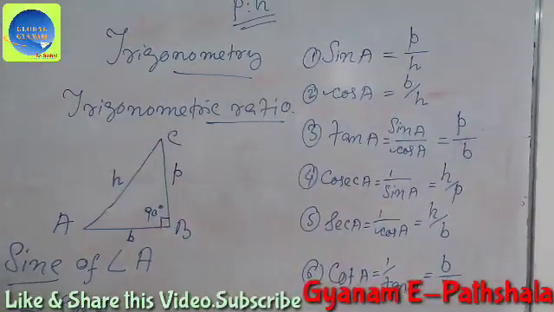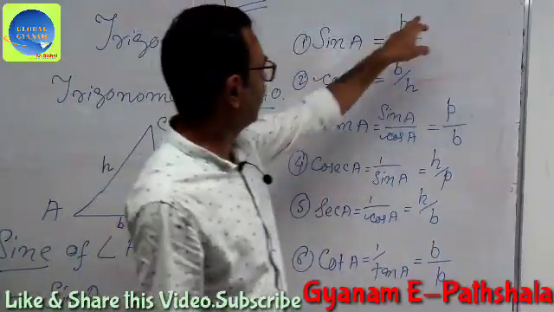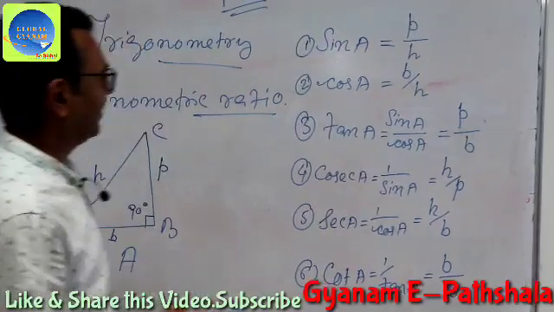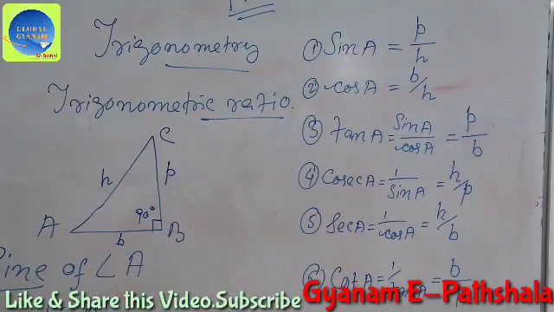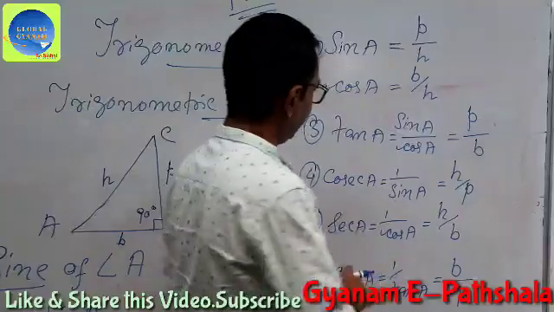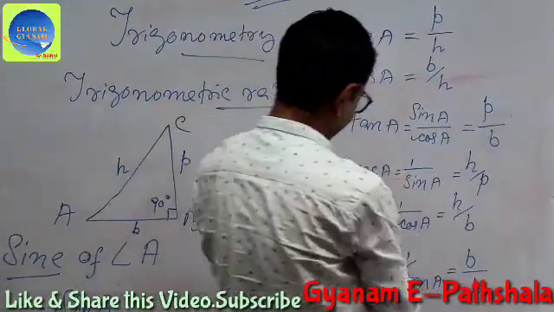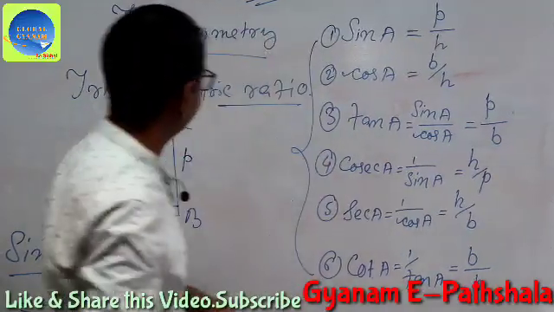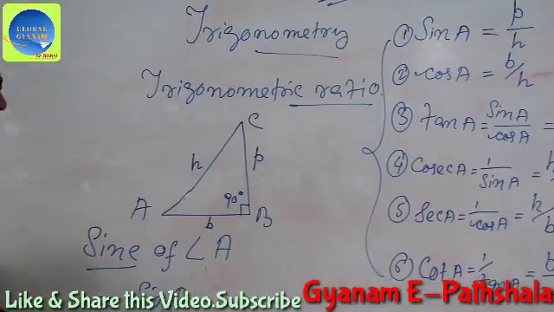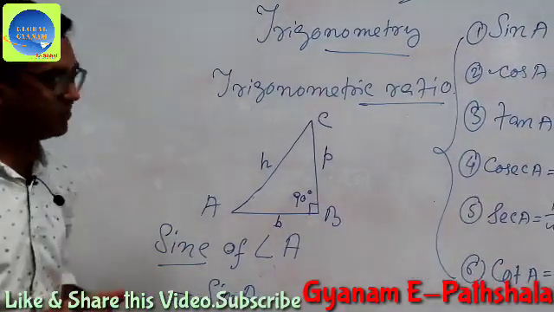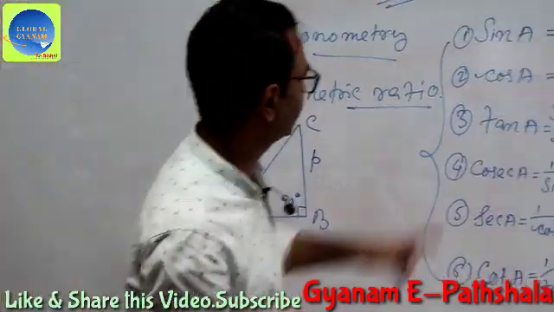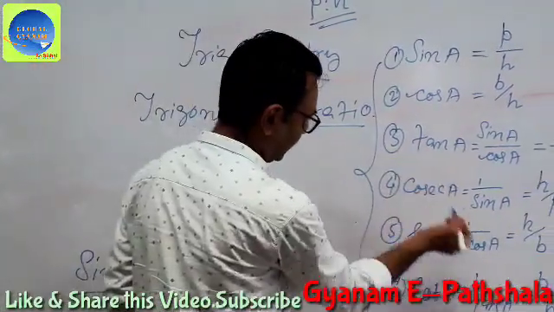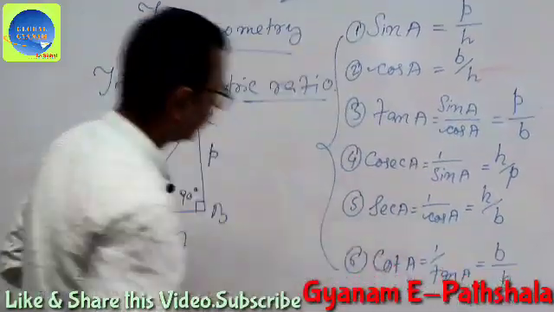So what's happening here? You remember sine A, which is P by H. You remember cos A, which is B by H. Then you automatically come to tan A, sine A by cos A, P by B. 1 by sine A, cosec A, H by P. Sec A, H by B. Cot A, B by P. These 6 ratios are the trigonometric ratios we were talking about. There are 6 trigonometric ratios, but in reality you have just 2 ratios, sine and cos, because from sine and cos you get tan, cosec, sec, and also cot. That's one part.